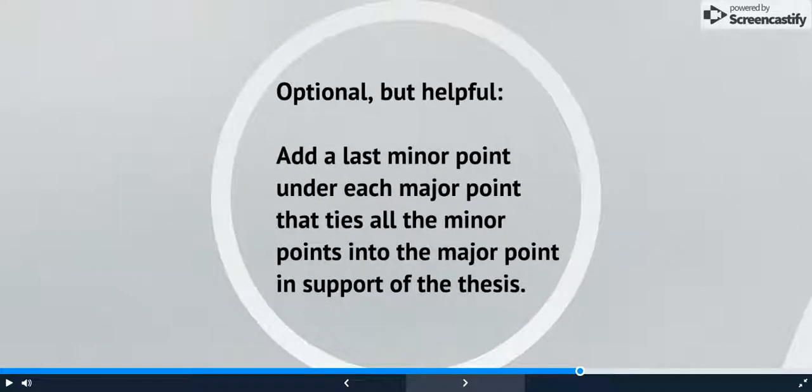Optional but helpful, sometimes adding a last minor point under each major point ties in all the minor points into the major point. Please let me know if this isn't very clear. I know I said minor and major a whole lot, but it makes more sense if we actually write it out.